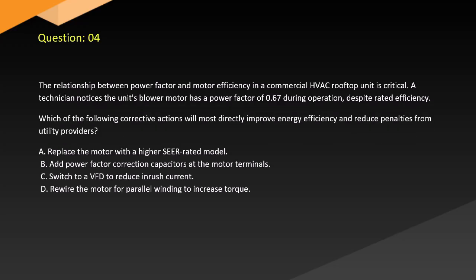Question 4. The relationship between power factor and motor efficiency in a commercial HVAC rooftop unit is critical. A technician notices the unit's blower motor has a power factor of 0.67 during operation, despite rated efficiency. Which of the following corrective actions will most directly improve energy efficiency and reduce penalties from utility providers?